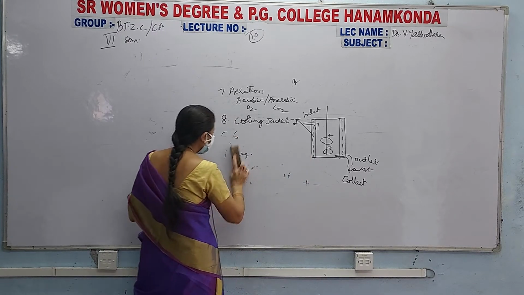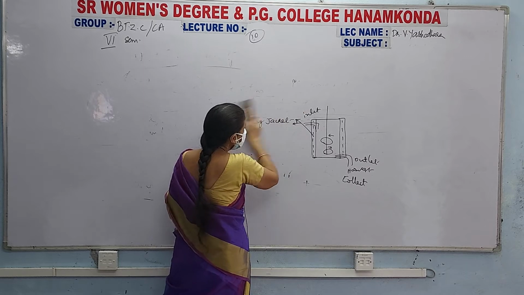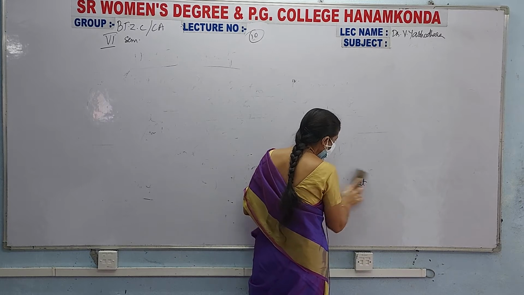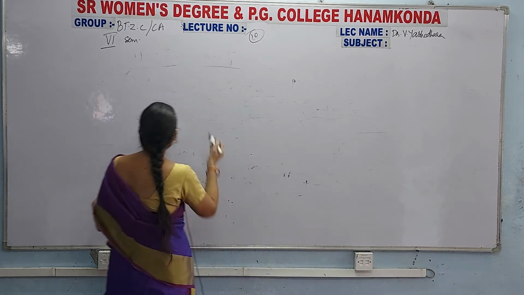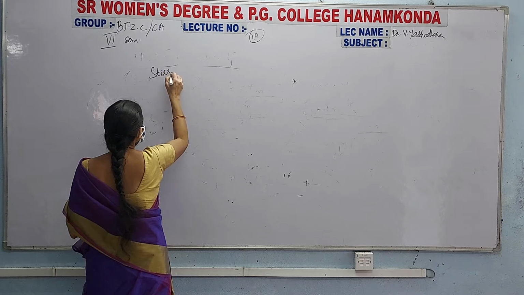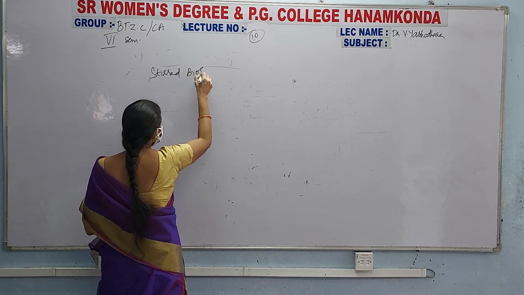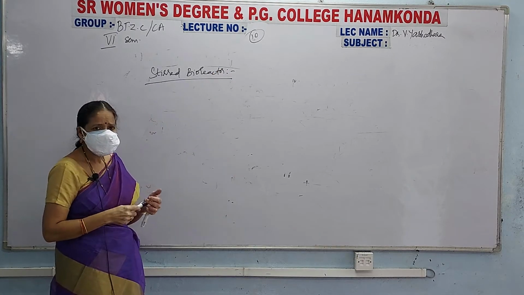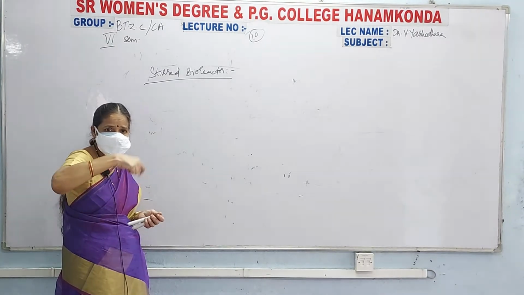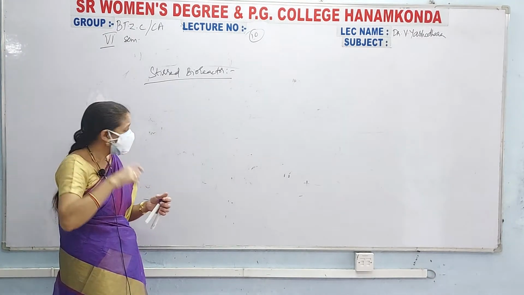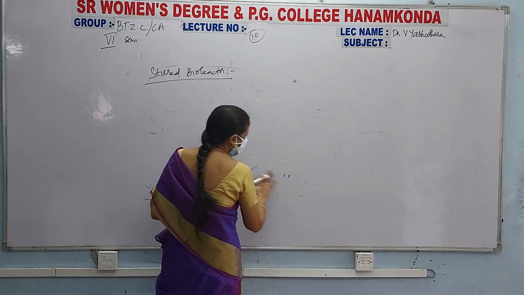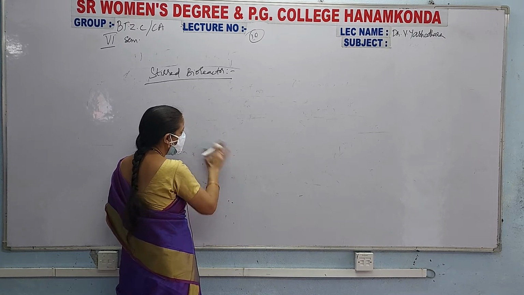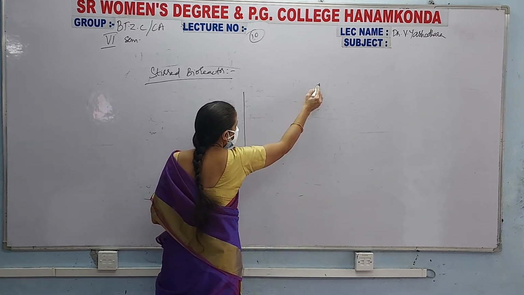The bioreactors are of many types. Today we will see the stirred bioreactor. The name itself tells us that stirred means stirring, ante mixing, kalapadamu. Now the stirred bioreactor, as I just explained about the rules for the construction of an ideal bioreactor, I will now draw a bioreactor like this.